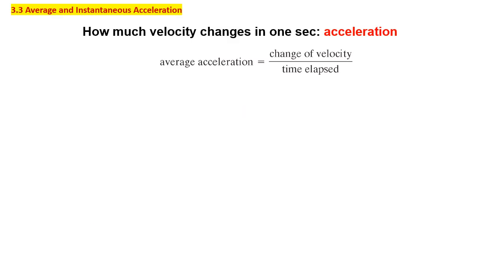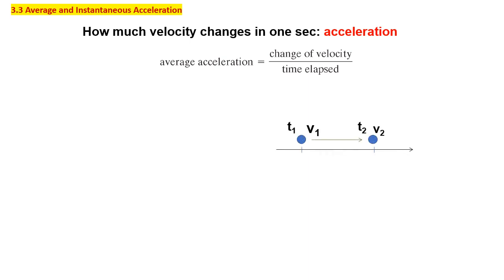Hello, in this video we will discuss average and instantaneous acceleration. So what is acceleration? Acceleration is basically how much velocity changes in 1 second. To find average acceleration, it is the change of velocity divided by the time elapsed or time taken for that change.